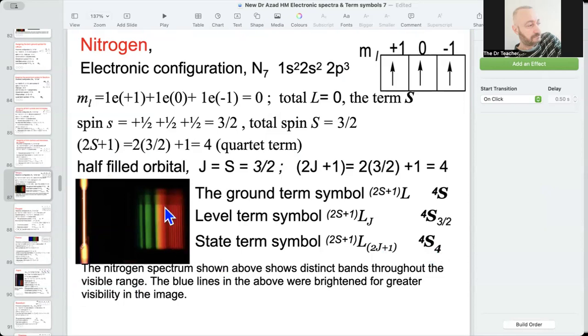So this is the spectrum of the nitrogen. The nitrogen spectrum shown above shows distinct bands throughout the visible range. The blue lines in the above were brightened for greater visibility in the image.